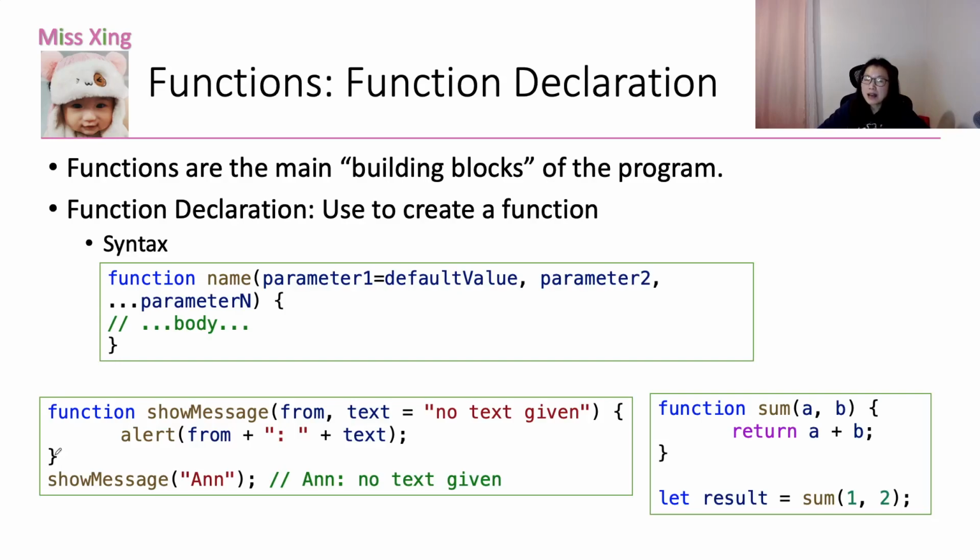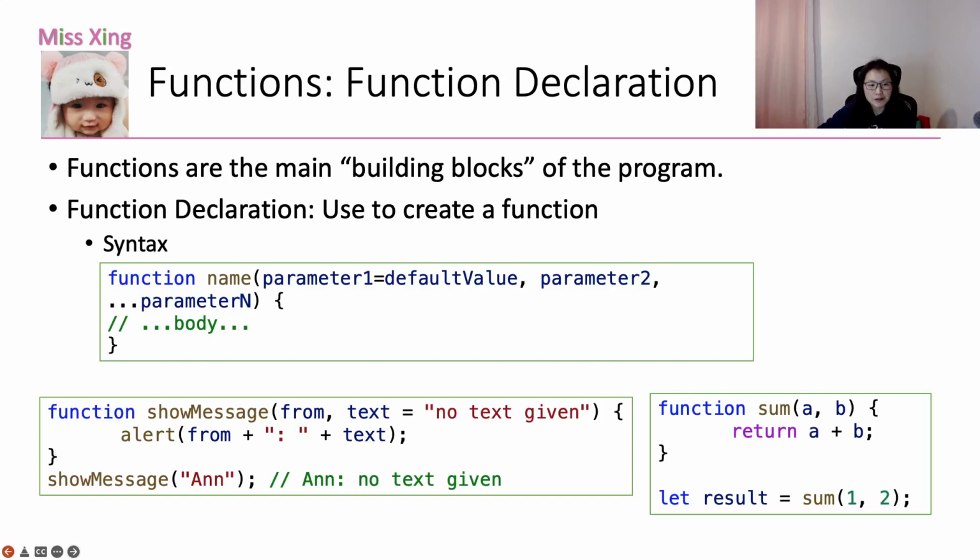Functions are the main building blocks of the program. You can think of functions as actions which do something, okay? Like a function to calculate the total price of a shopping cart, or to place an order. Functions are like doing something. And how do we create a function inside JavaScript?